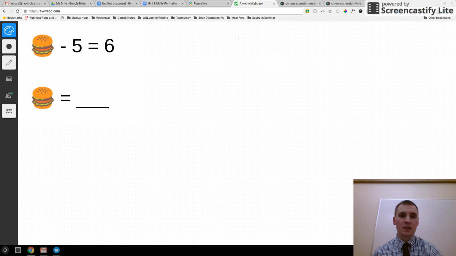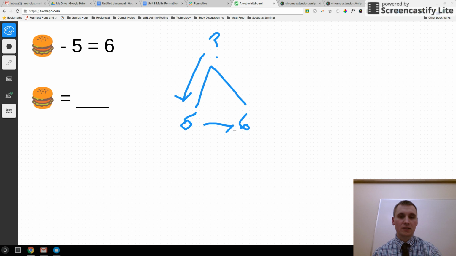All right, so in this case, if we think about our math mountain, we don't know what that total is, but we do know that 5 is one of our numbers and 6 is one of our numbers, all right? Because we have something, we're going to take away 5, which would get us over to 6.